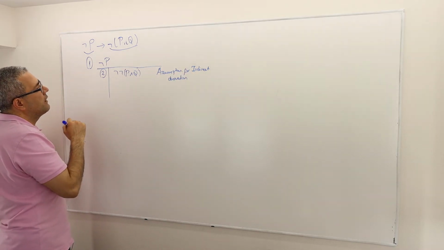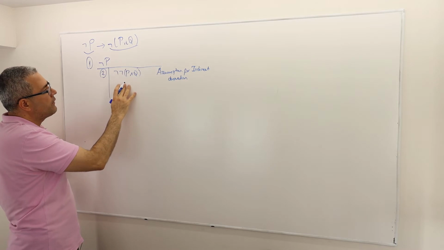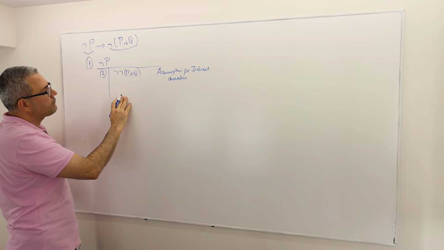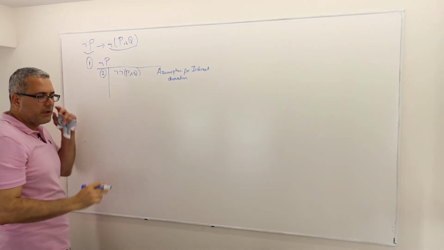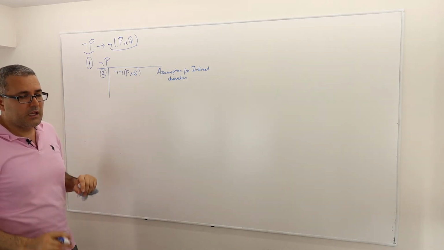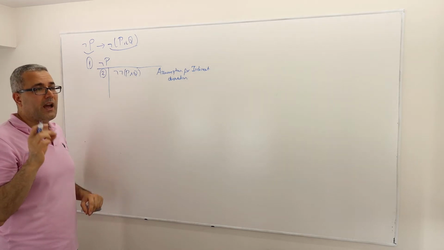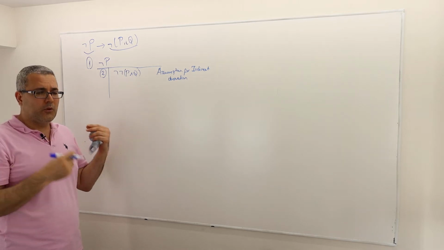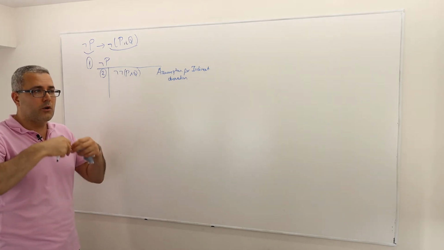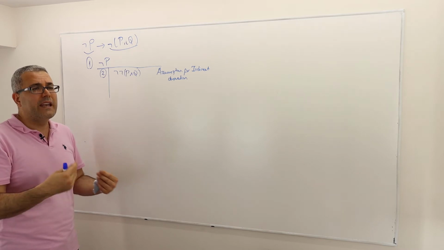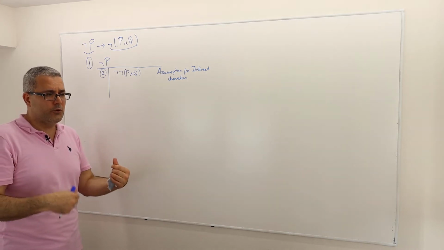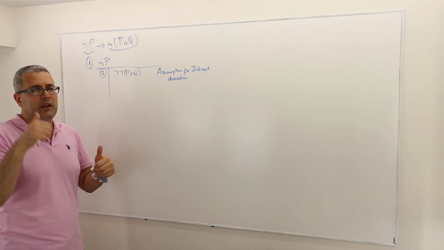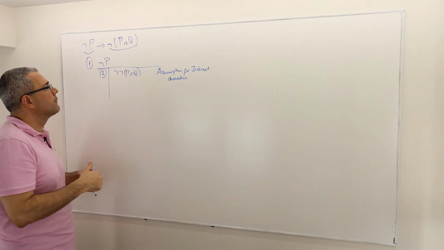That's the assumption. So I deny the conclusion, and I need to get some contradiction. What do we mean by contradiction? Contradiction is the following: if some argument is true and its negation is true as well, this is impossible, because remember our atomic sentences and therefore our complicated sentences cannot be both true and false. They're either true or false. So I can never have a statement and its negation both true at the same time.